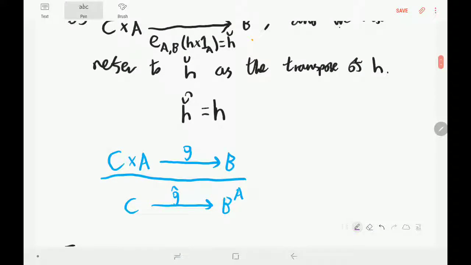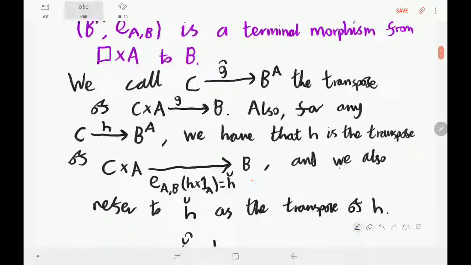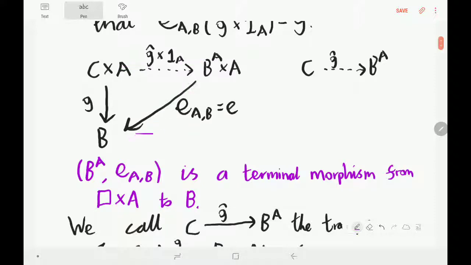And conversely, if we have an arrow from c to b to the power of a, then we can just call that g cap and use this diagram and take e after g cap times 1, and we get g. By the way, I'm using 1 here to denote the identity arrow. So I have been calling them ID, but I'm calling them 1 now. It's more mathematical.